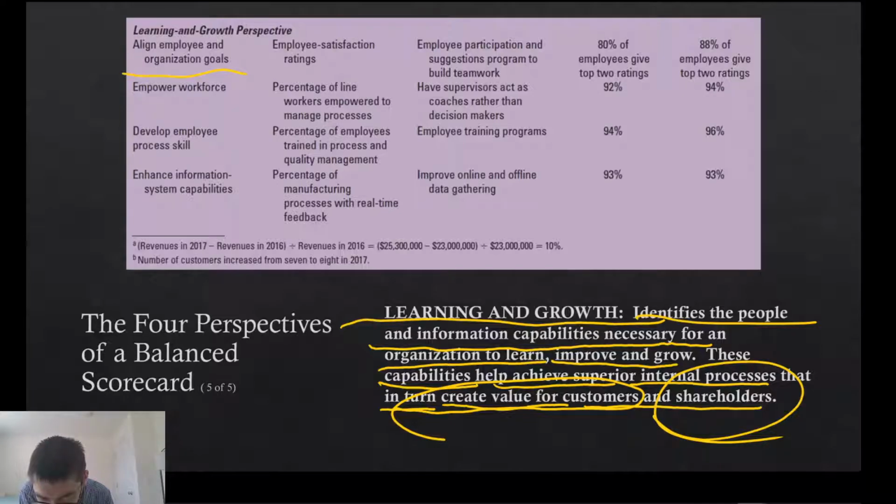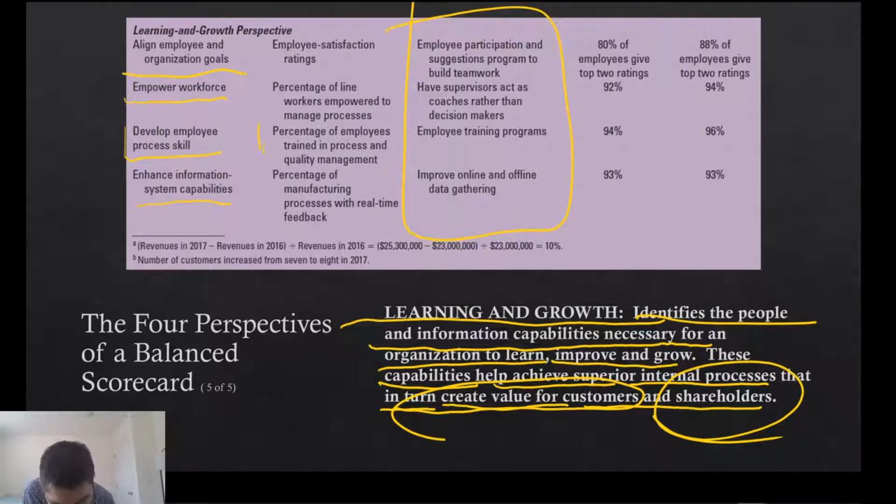Align employees and organization goals and empower workforce. Develop employee process skills, enhance information system capabilities. And here are the measures. Employee satisfaction rate, percentage of line workers empowered to manage process, percentage of employees trained in process and quality management, and percentage of manufacturing process with real-time feedback. And these are the activities we can take on to achieve those measures.